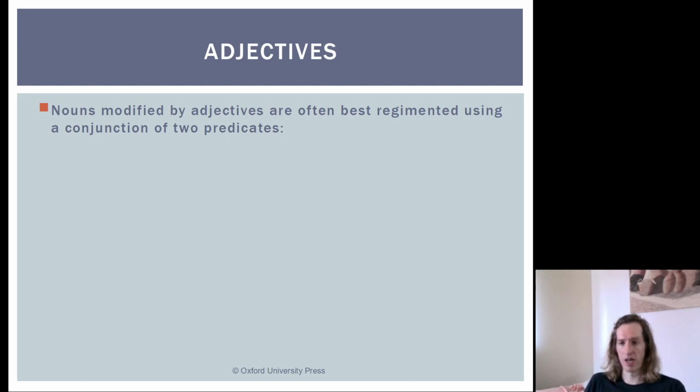So nouns modified by adjectives are often best regimented using a conjunction of two predicates. So we'll see an example here. If we want to say glass table, we'll say there is something that has two properties at once, G being glass and T being a table. So a glass table will be defined by having these two properties of being glass and being a table. So we could express that as a conjunction of these two terms. We could say a boring opera in the same way. If x is a boring opera, then x has the property of being boring, and x is an opera.